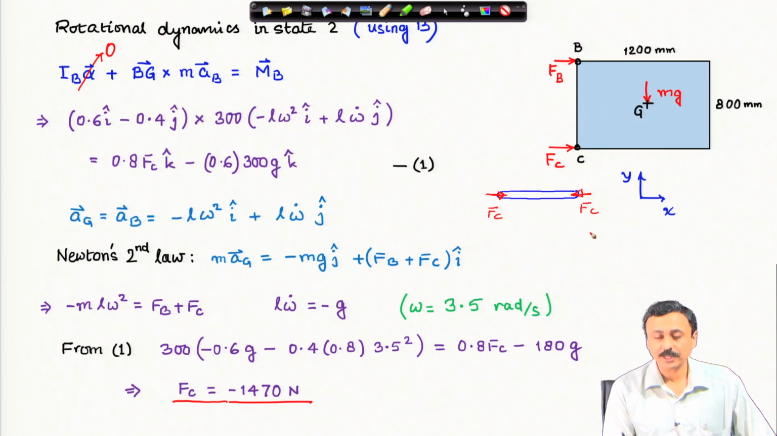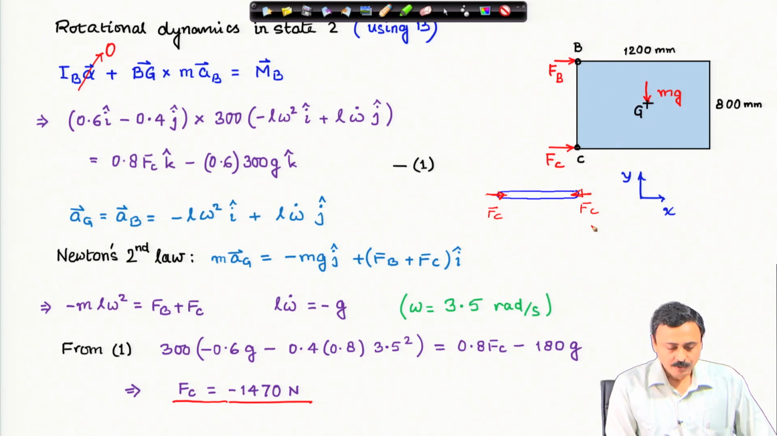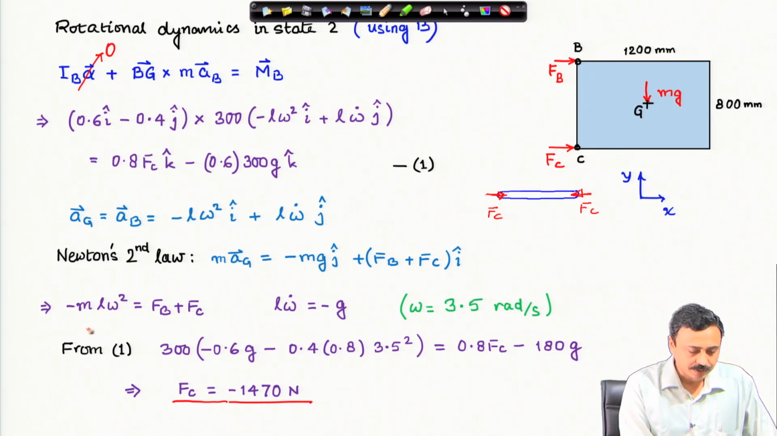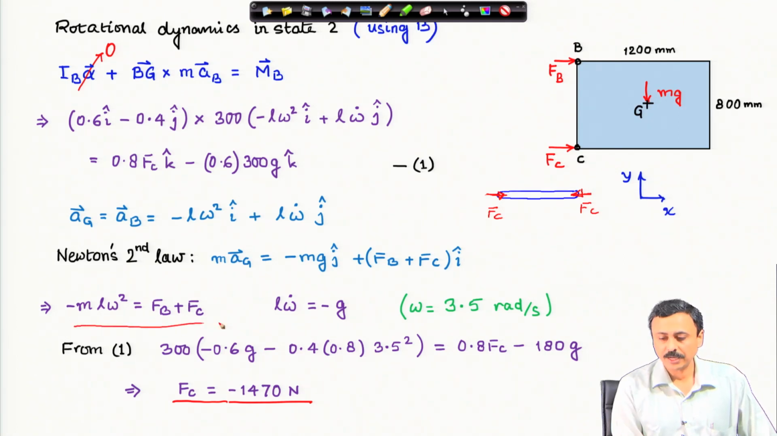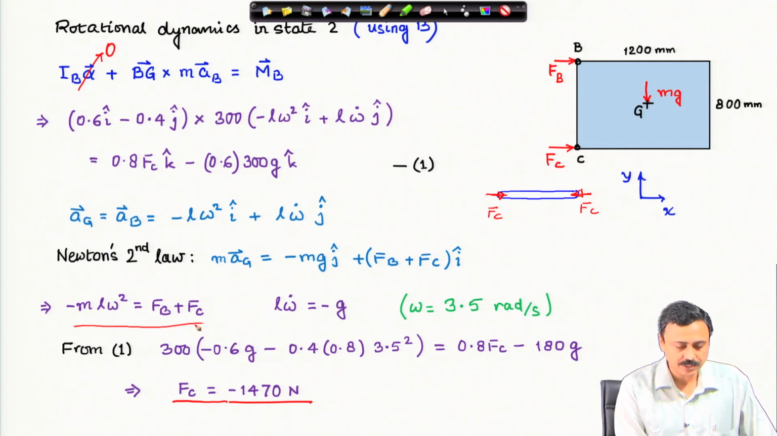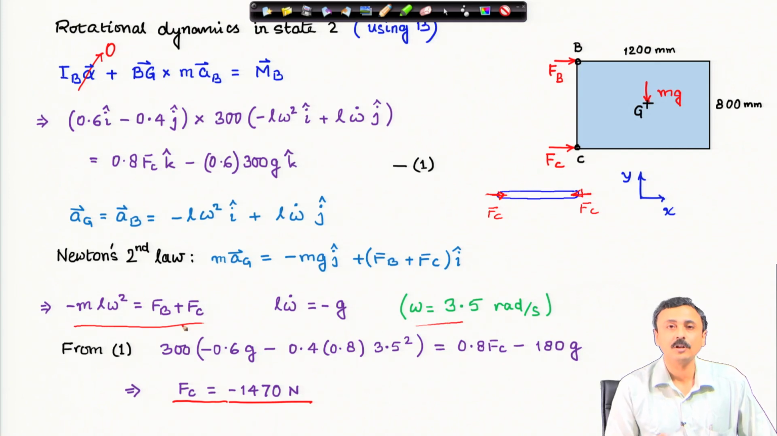This figure what I have drawn now shows that it seems that the bar is in compression, but if you reverse the direction of F c, the bar is under tension. So, the actual thing is the bar will be under tension. What is the purpose of this equation? We can find out F b as well from here. Once I have solved for F c, I know omega and I can solve for F b.